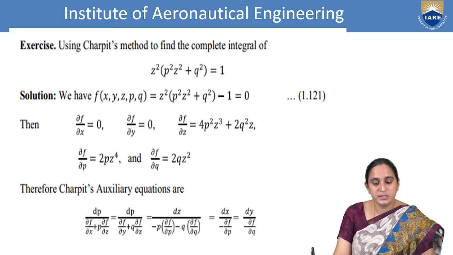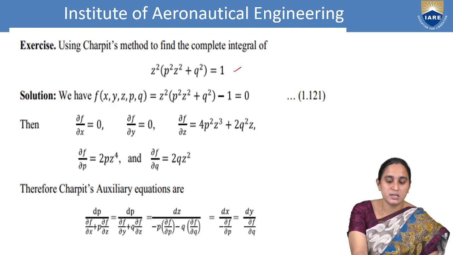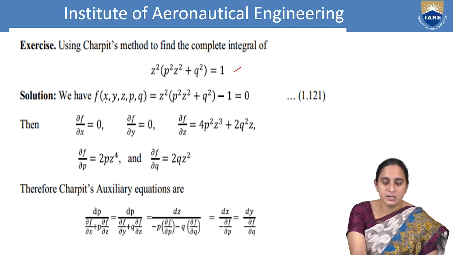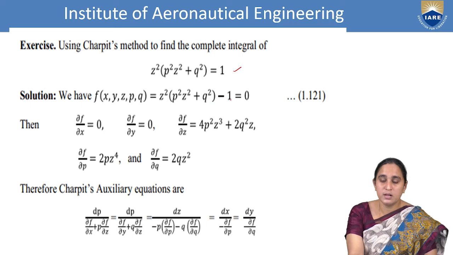Using Charpit's method to find the complete integral of z square of p square z square plus q square is equal to 1. Okay, then I'll assume the given question f in terms of f of x comma y comma z comma p comma q is equal to z square of p square z square plus q square minus 1 is equal to 0. Let us assume that as the first equation.